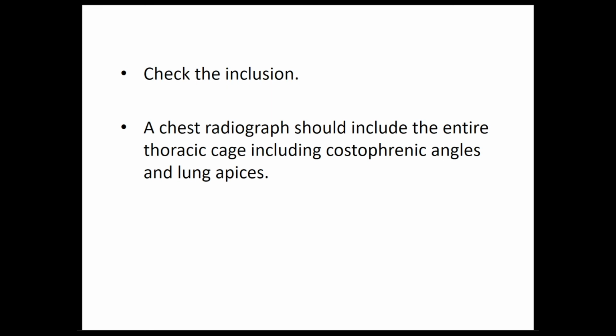Lastly, check the inclusion. The chest radiograph should include the entire thoracic cage, including both costophrenic angles and lung apices.